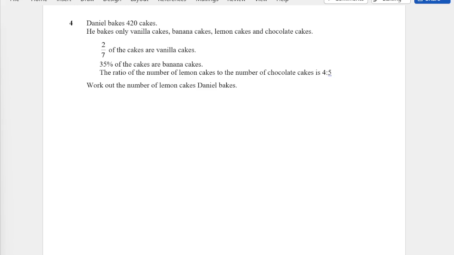So I'm going to set this up using a bit of a ratio table. So I've got vanilla, banana, lemon and chocolate, and then I'm going to put the information in at various points. So vanilla is 2/7. We've got 35% are banana, and then the ratio of lemon to chocolate is 4 to 5. Right, so if we know that there are 420 cakes, we can work out the vanilla and the banana number, and we can do it all from there really.